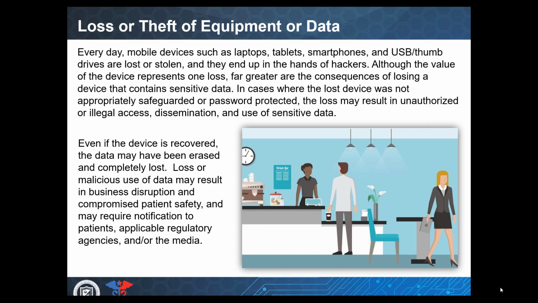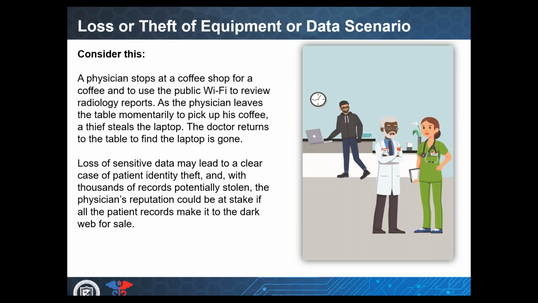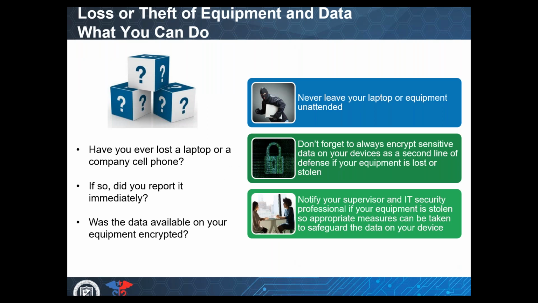So again, this is an example. A doctor goes to a coffee shop and uses public Wi-Fi to view radiology reports. Already not a bad idea, need to have a VPN on. But again, the laptop is picked up and taken away by a thief. Now, if that laptop was not encrypted, all that data could be considered exposed, and now you've got a breach notification situation on your hands. Not good all around. So what are the things we can do to prevent these things, right?